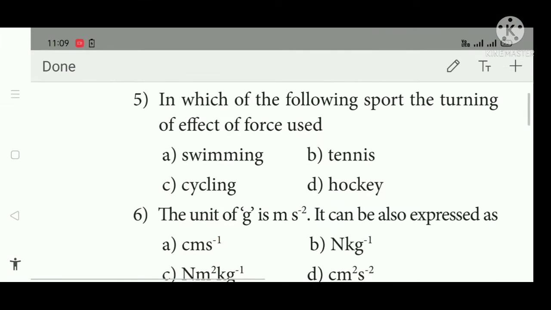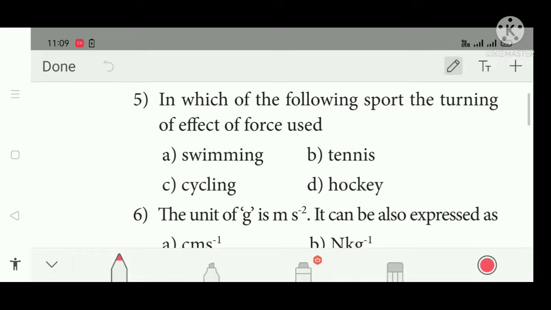Next, in which of the following sport the turning effect of force is used? Swimming, tennis, cycling, hockey. The correct answer is cycling.